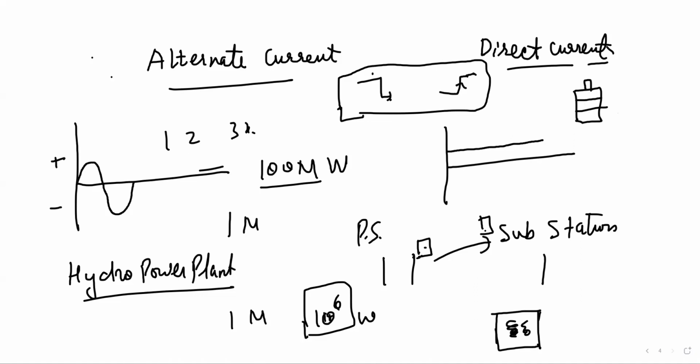But some appliances, as in our house, require alternating current. Now, if you observe your laptop, that also requires alternating current, but we have in between one adapter, if you have observed that. One big square or rectangular box will be there.